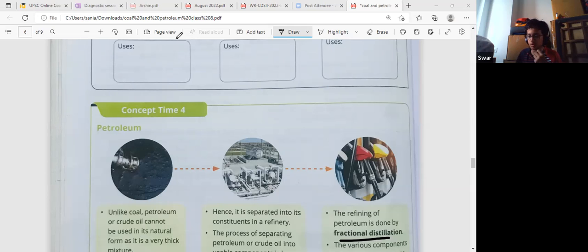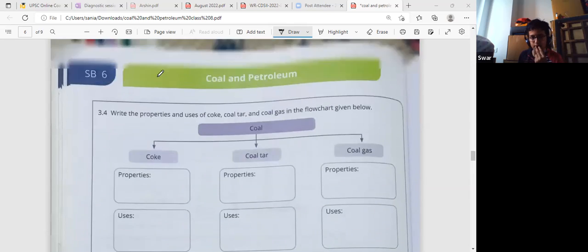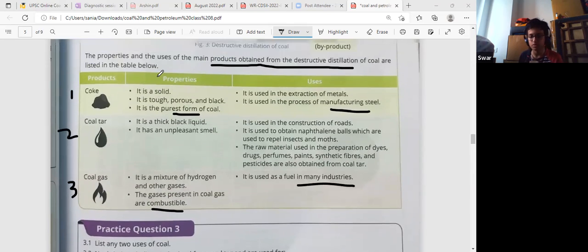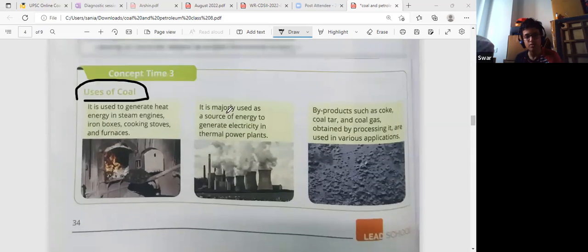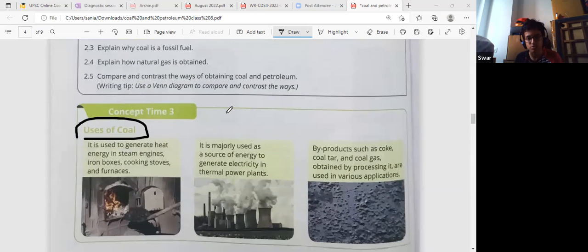Ma'am, can you just go to the uses of coal once? I think I've missed a word in writing. Not that, ma'am, a bit above, a bit above. Yes, ma'am. So, the products. Ma'am, can you explain the third point?